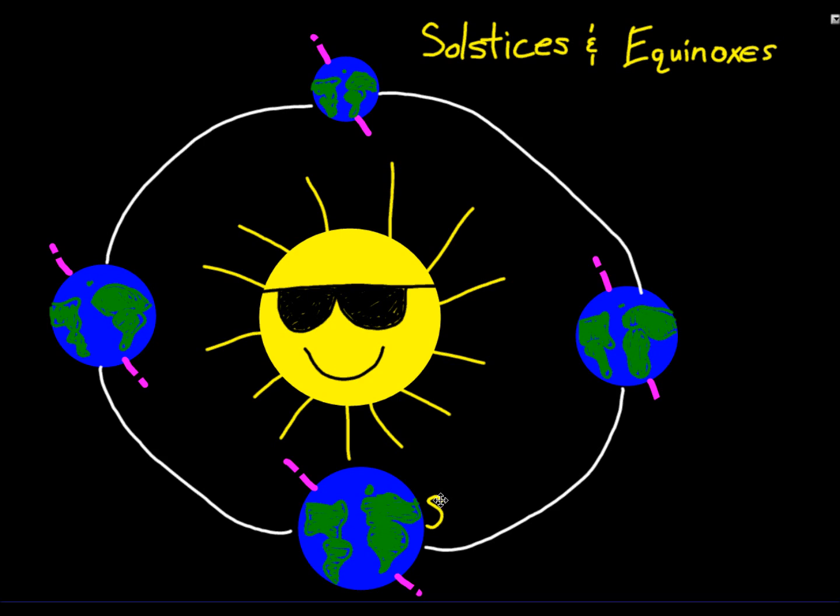A big part of seasons are solstices and equinoxes. This one here is the spring equinox, which happens on March 21st. This one here is the summer solstice, which happens on June 21st of each year. This one up here is the fall equinox, which happens on September 22nd each year. And this one over here is the winter equinox, which happens on December 21st each year.